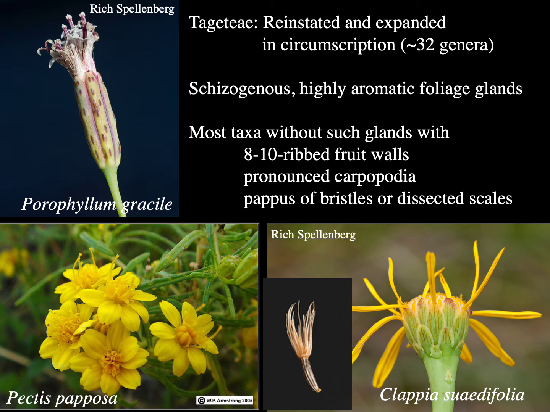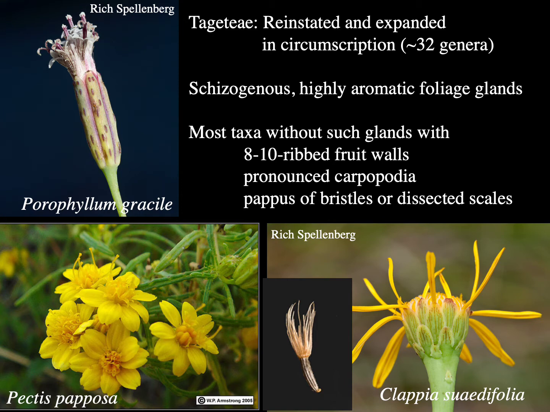But there are also taxa that are part of the same clade that don't have these glands at all. No vestige of them evident. And their position within the group, an example being Clappia down in the lower right here, comes mostly from features of the fruit and pappus.